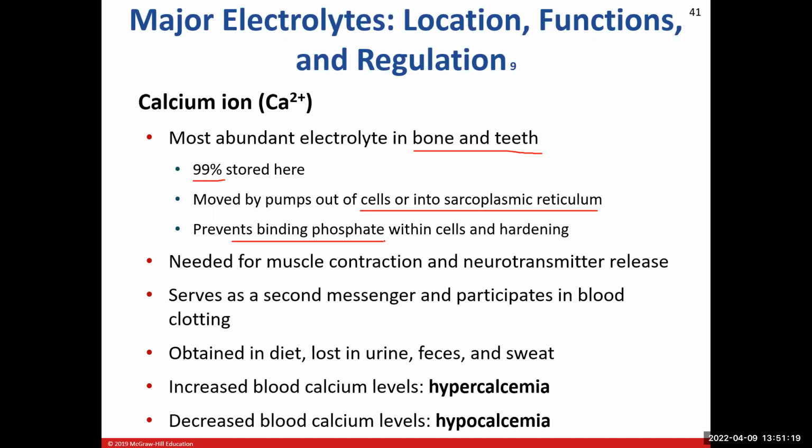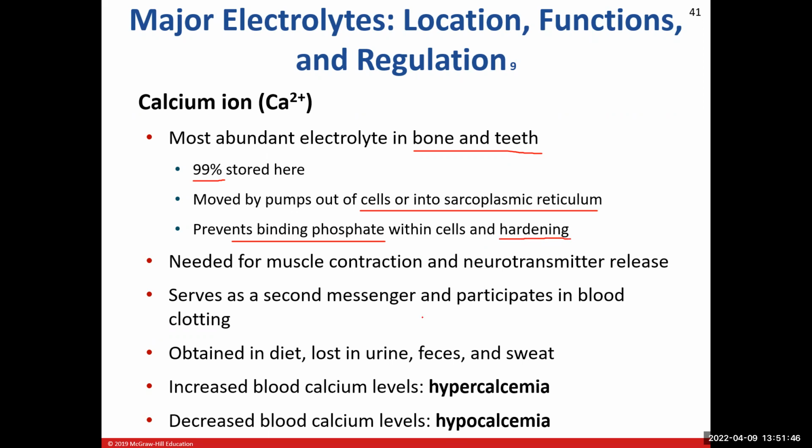to harden things up. And we talked about that when we were talking about osteogenesis and bone formation, that when calcium starts to move into our calcium matrix, it causes the calcium matrix to harden. So we don't want calcium finding its way into the cells, because if it does, it's going to hang out with phosphate and start to harden, and it can cause damage to the cell.